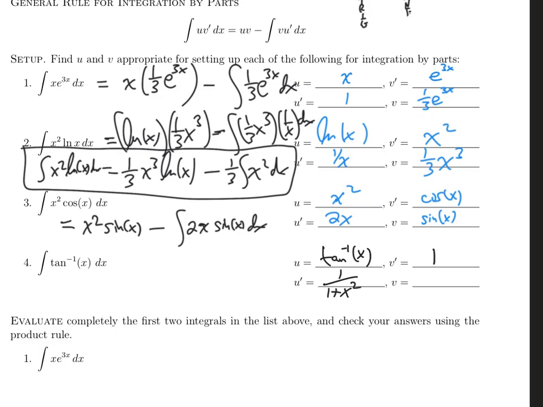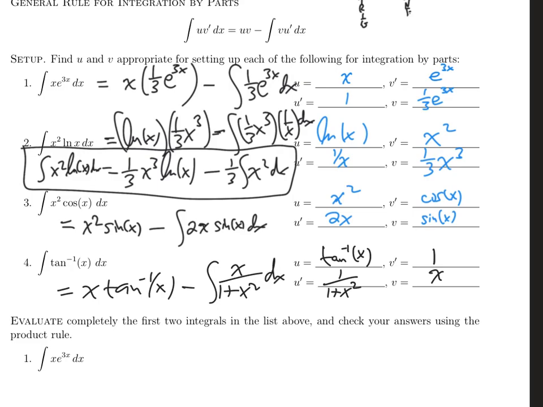And the antiderivative, or an antiderivative of 1, is x. And so absolutely nothing is wrong with that as an application of integration by parts. I'd have u times v, x times inverse tan x, minus the integral of u prime v, so that's x over 1 plus x squared.